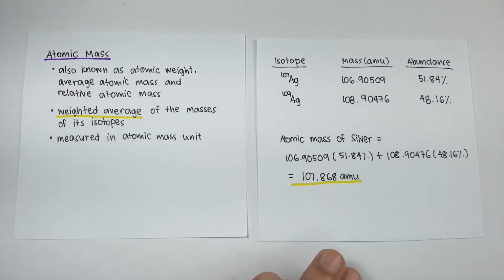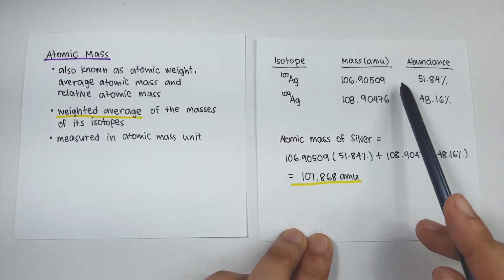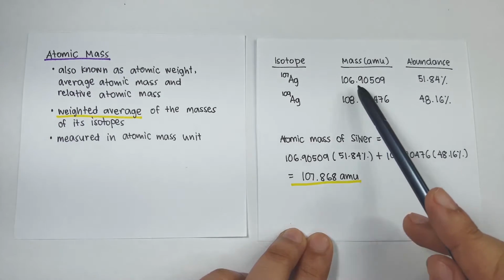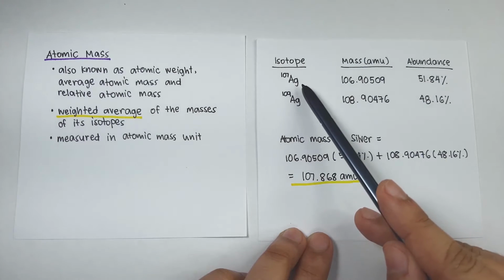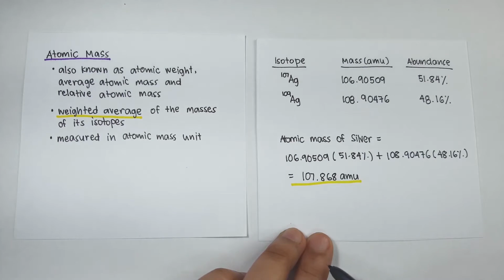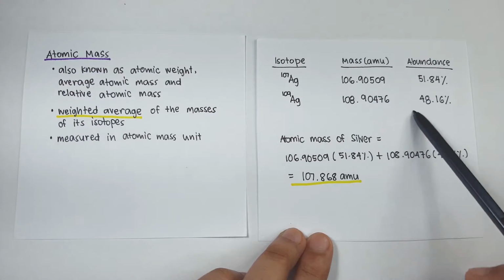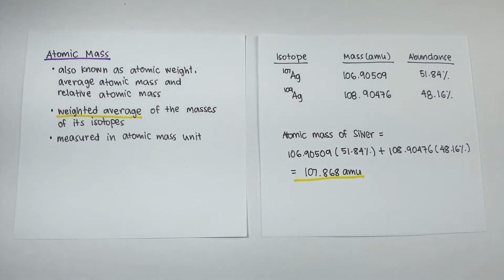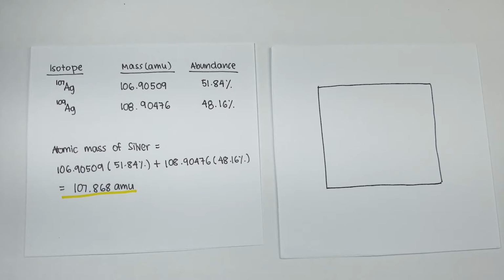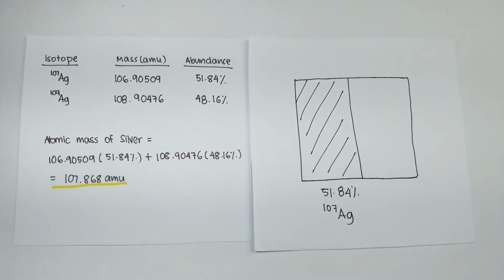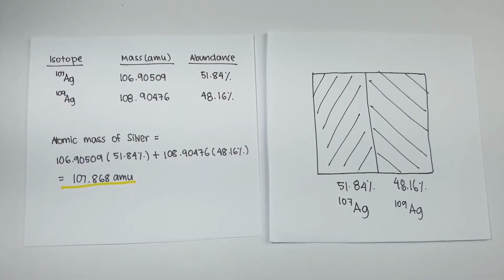So, for example, you are asked to solve for the atomic mass of silver. So, yung given problem ay isotopes niya ay 107 Ag and 109 Ag. So, given yung mga mass and abundance niya. Now, ano ang ibig sabihin ng abundance? So, yung silver, may dalawang isotopes. Kung ito yung silver sa buong mundo, 51.84% niyan ay isotope 107 Ag and ang 48.16% niyan ay ang 109 Ag.